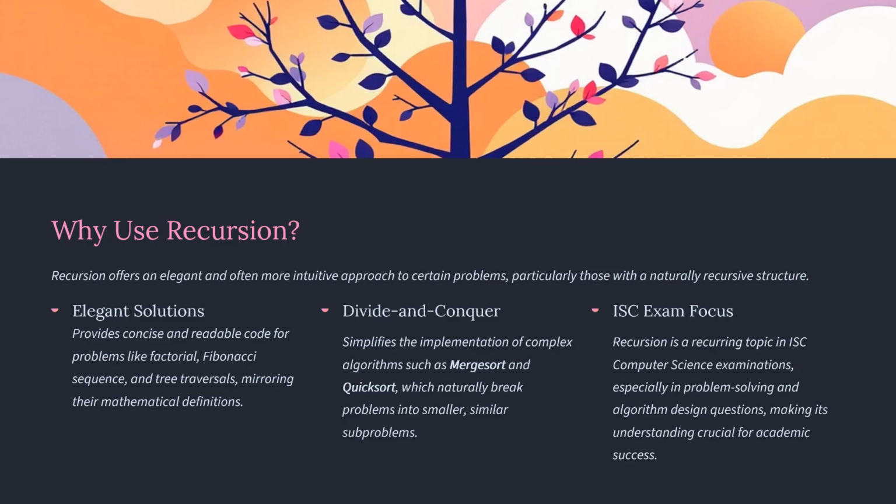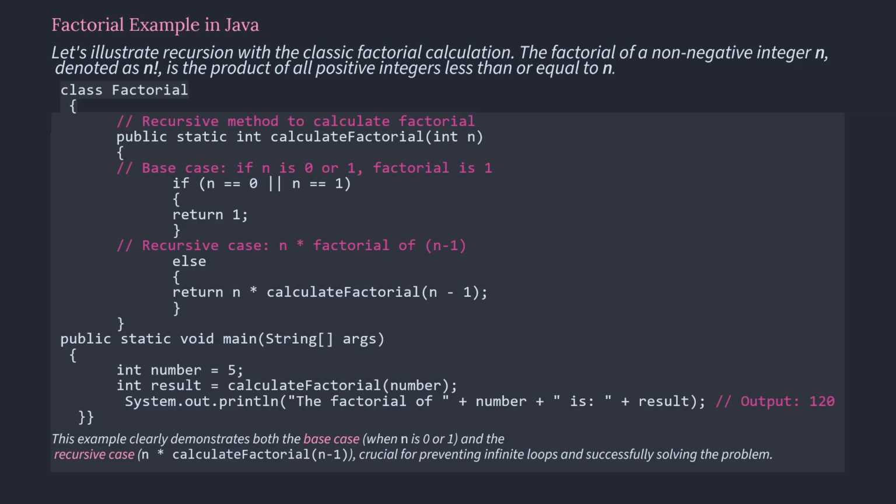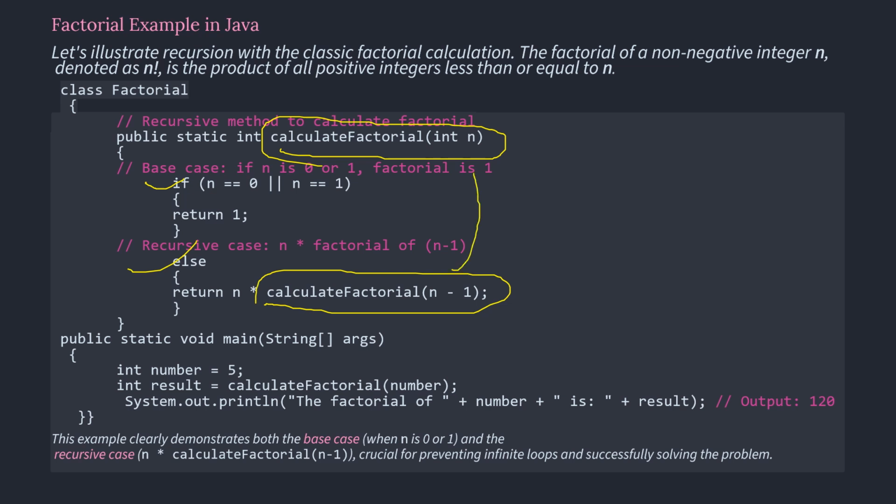So why do we use recursion? Whenever we have to divide a complex problem into simpler ones, we use recursion. Here is one more example in Java programming. As you can see here, we have created a recursive method, calculate factorial. Inside that, this is the base case, and this is the recursive case. Why do we call it the recursive case? Because the same method is called again and again.